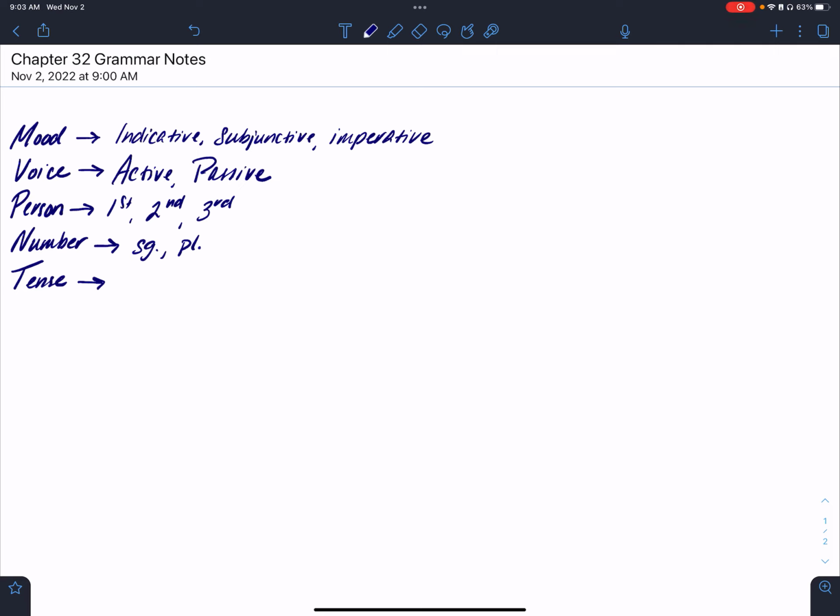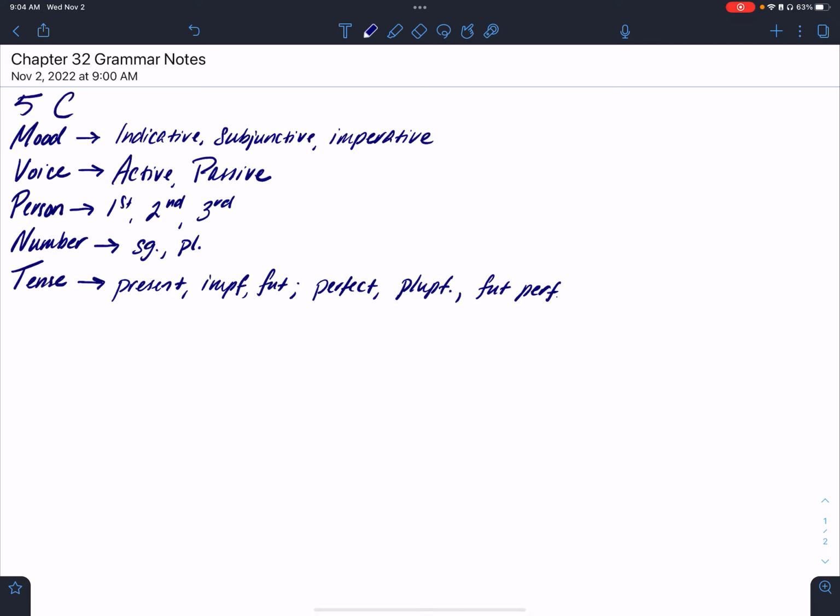In the present system, we've got the present, imperfect, and the future. And then in the perfect system, we've got the perfect, pluperfect, and the future perfect. Good. You guys are getting better at this. So we know our parameters here. This is just review. These are the 5 characteristics of verbs.